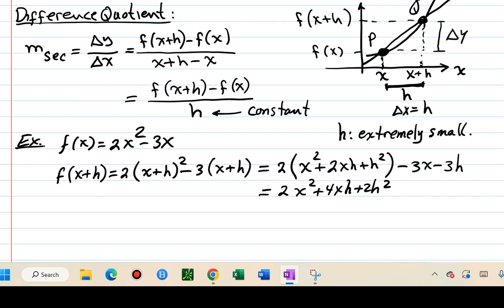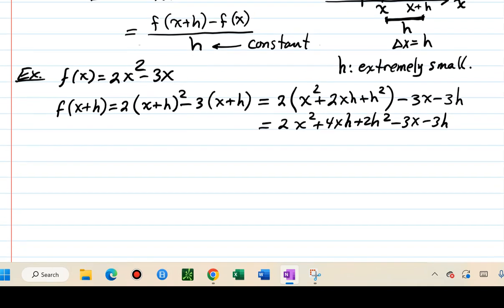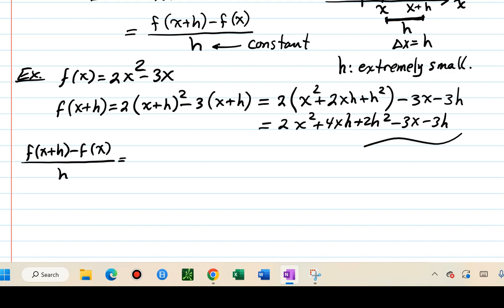Oh, yeah, that's true. Negative 3x minus 3h. So you get an expression like this. All right. Now let's do our difference quotient: f at x plus h minus f of x, divided by h. So all of this is f at x plus h, correct?